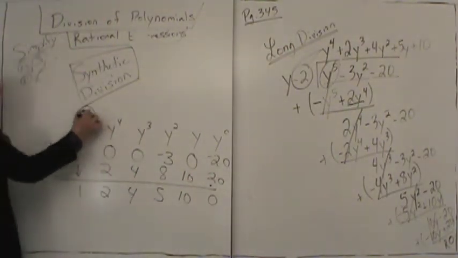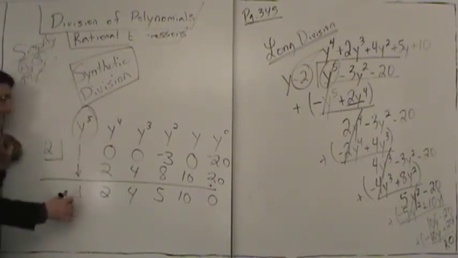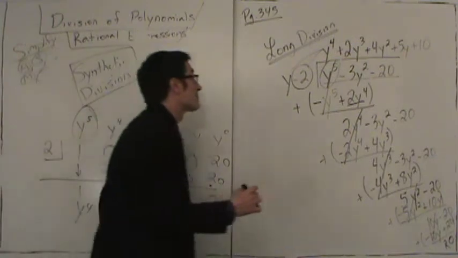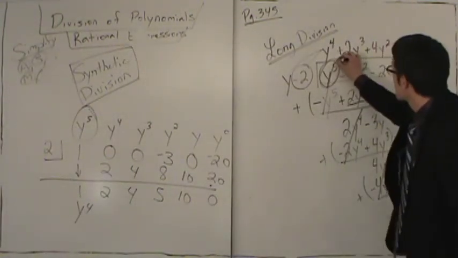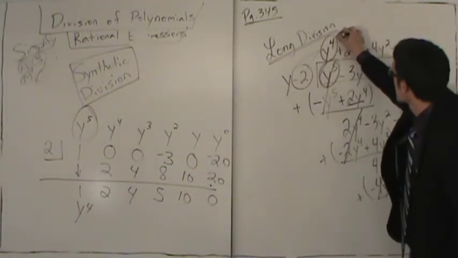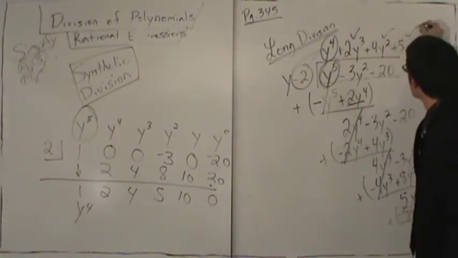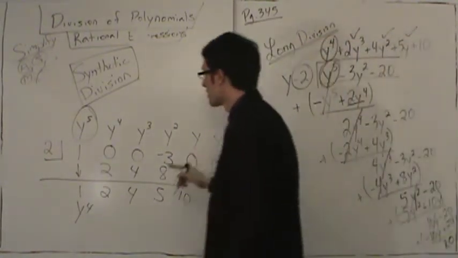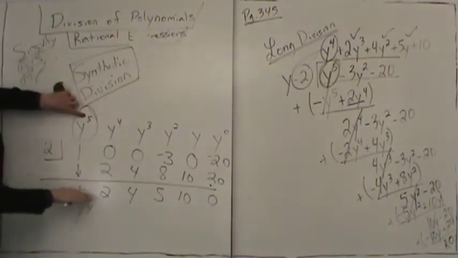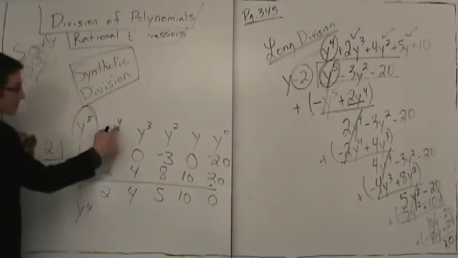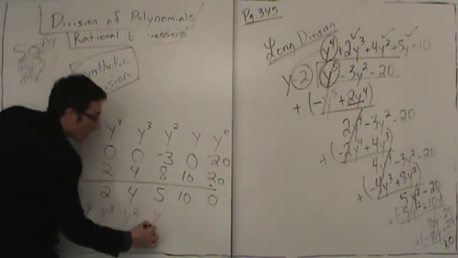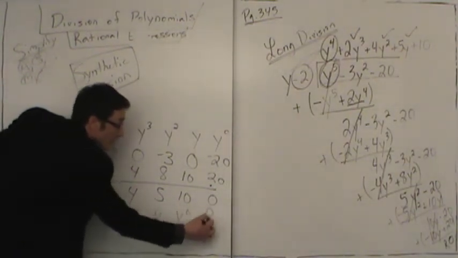Now if this is y to the 5th, go 1 degree less for your answer. 1 degree less than y to the 5th is y to the 4th. Notice, here we had y to the 5th. Notice 1 degree less is y to the 4th. All the way down to what? We have y to the 4th, y cubed, y squared, y, and y to the 0 on the end. And then what do we have? All the way down to 0. Y cubed, y squared, y to the 0, and your remainder.